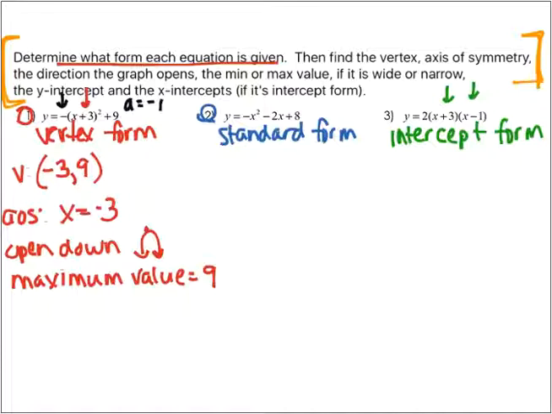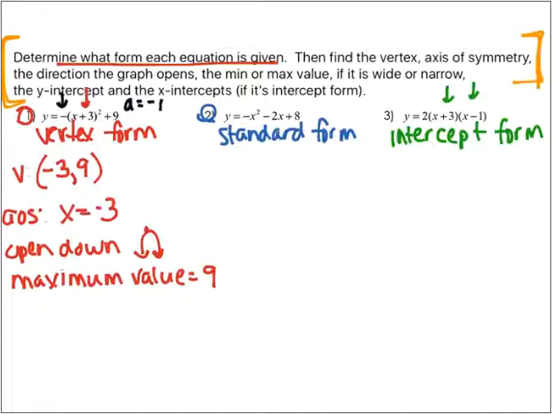Alright, we need to also find if it's wide or narrow. So -1, the absolute value of that is just 1. It's not bigger or smaller. So actually it's not wide or narrow. It's just normal. The y-intercept.